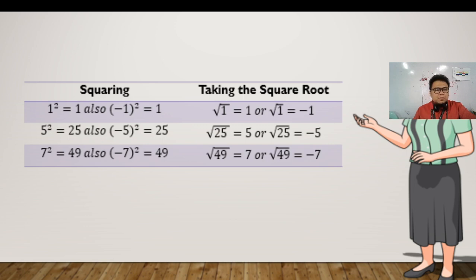And for the last example, we have 7 squared. 7 squared, or 7 times 7, is equal to 49. Negative 7 squared, or negative 7 times negative 7, is also 49. So if we look for the square root of 49, it can be 7 or negative 7. Remember, in taking the roots of a perfect square, there are two possible roots: the positive value and the negative value.